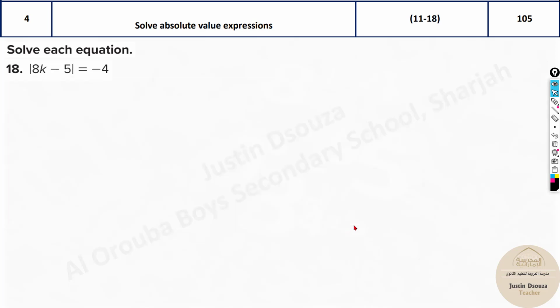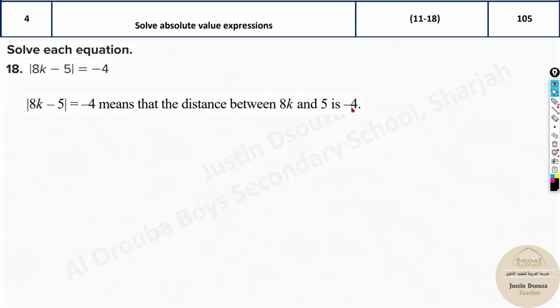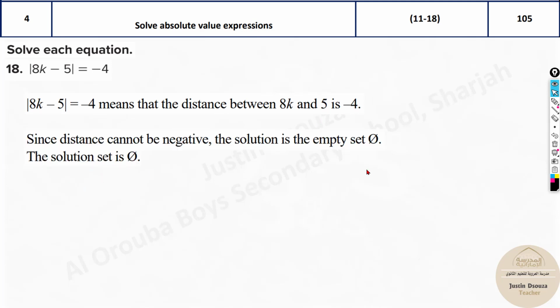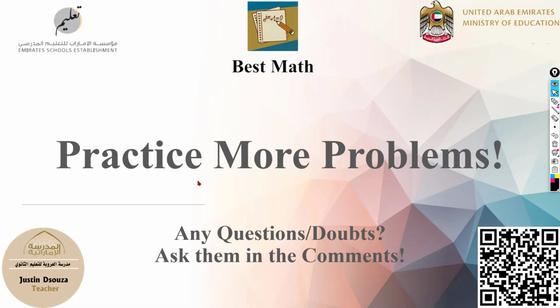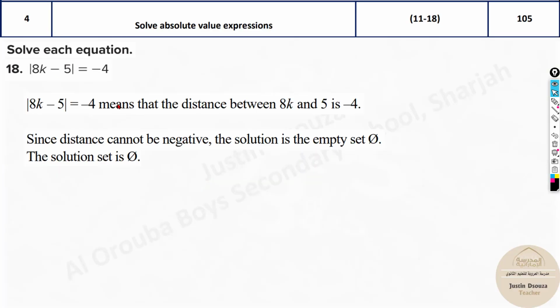And lastly we have over here again. It's positive. Look over here, this is negative. That means there is no answer. It is a null set. So there is no solution, empty set. Null and empty mean the same. It's nothing, because distance cannot be negative. And that's the end of question number 4.